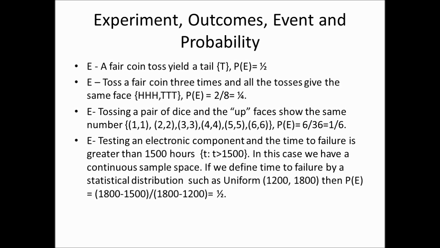Next event, we test an electronic component and the time to failure is greater than 1500 hours. In this case, we have a continuous sample space. Now we need to define the time to failure to solve this problem. If we define that, as an example, as a uniform distribution with parameters 1200 and 1800, that means the minimum time is 1200 hours and the maximum time is 1800 hours, then the probability of this event is given by (1800 minus 1500) divided by (1800 minus 1200), which is 1/2. So the probability that the time to failure is greater than 1500 under this situation is 1/2, or 0.5.